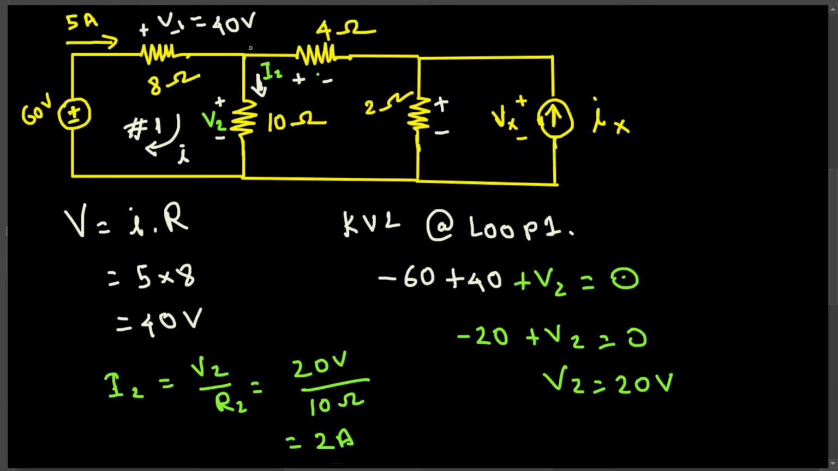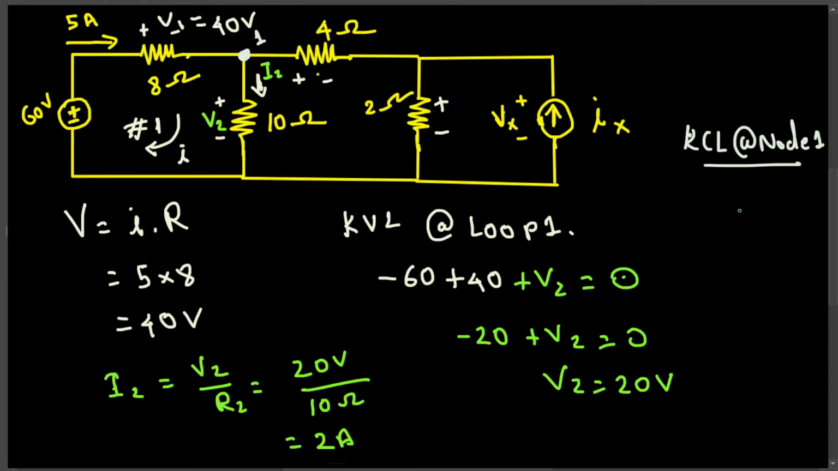So it's better to do it with the current, since we have a node right here, you can see the node. We know the current entering the node at one point, and also we know the I2 that's exiting the node. So if I apply KCL at that node, let's call this one node 1. KCL at node 1.